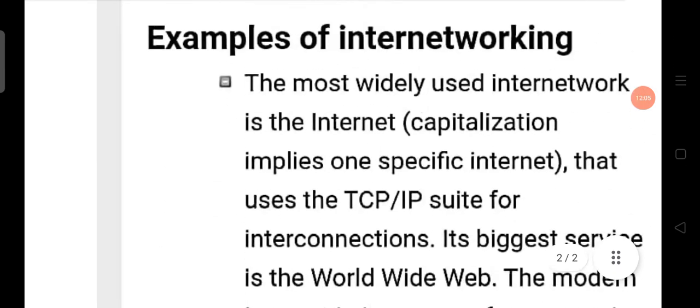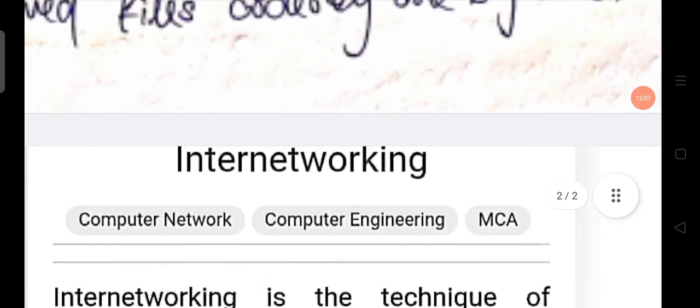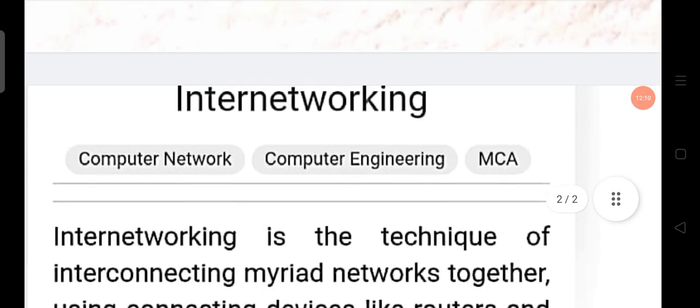So that's all about your internetwork, the concept of internetwork.